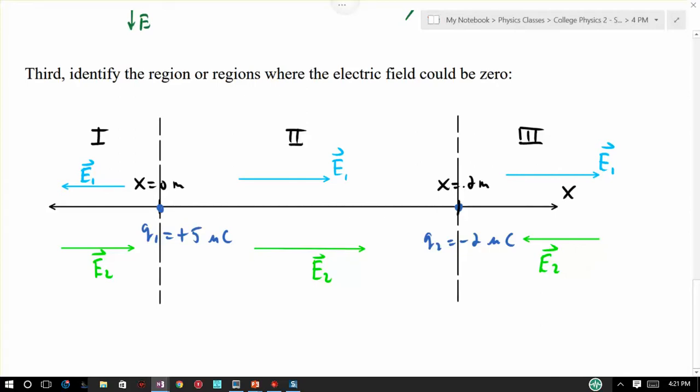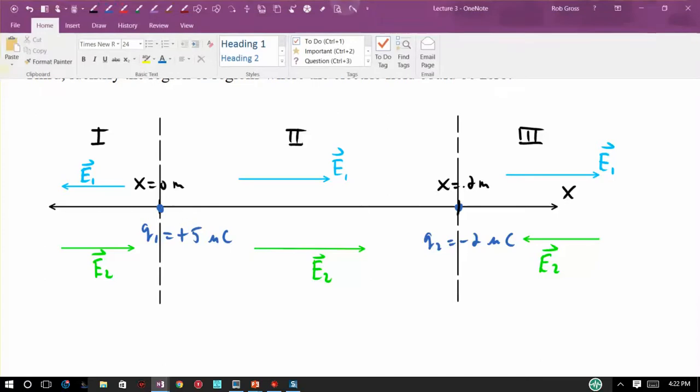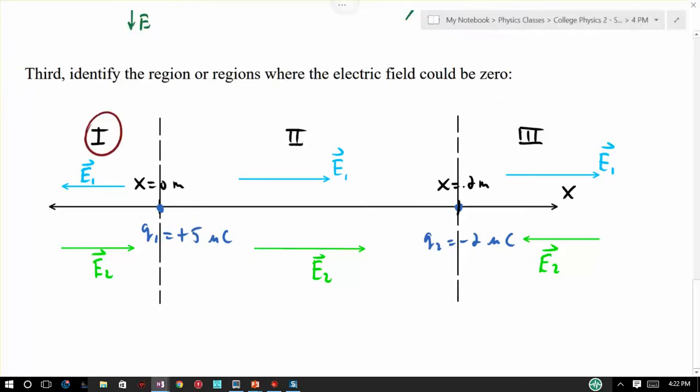When you do this, at least for the problems that we're doing in this class, there's one of two answers. You either get two regions that could be 0 or one region that could be 0. If it's one region, it's really easy. If it's two regions, then you have to think about it a little bit more. In this case, there are two regions, so you have to think about it a little bit more.